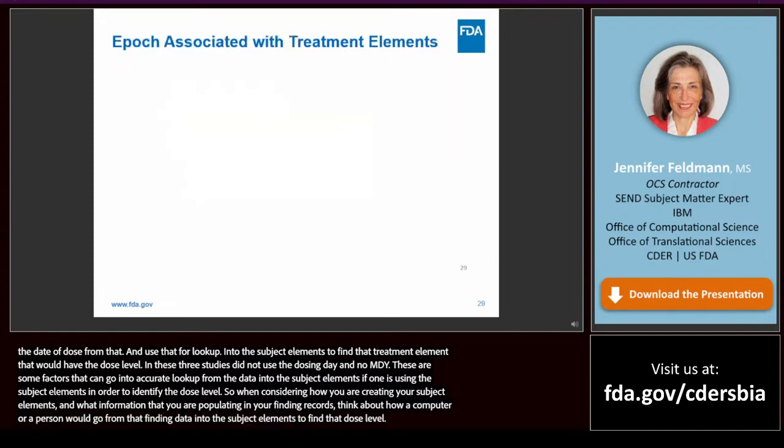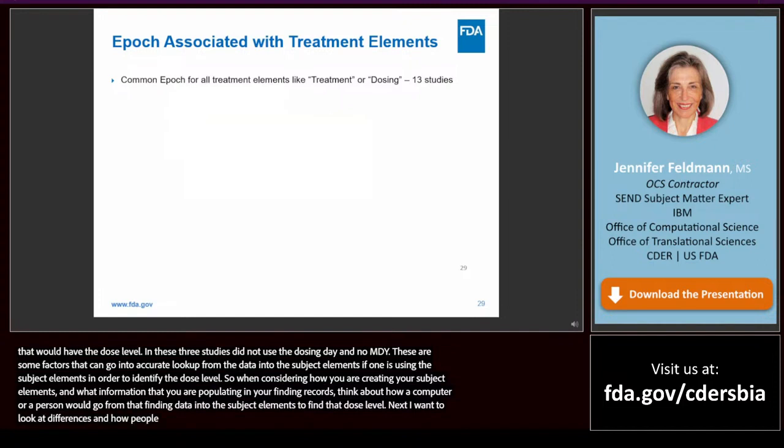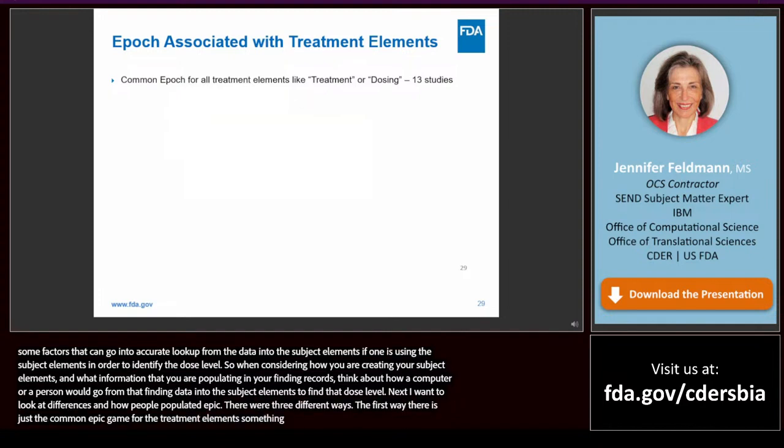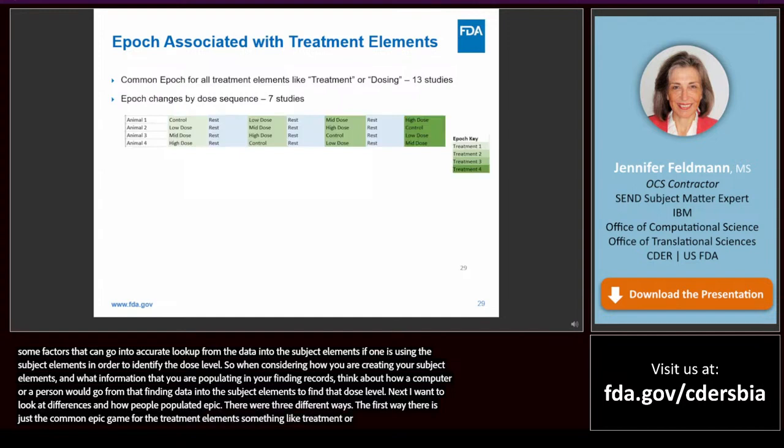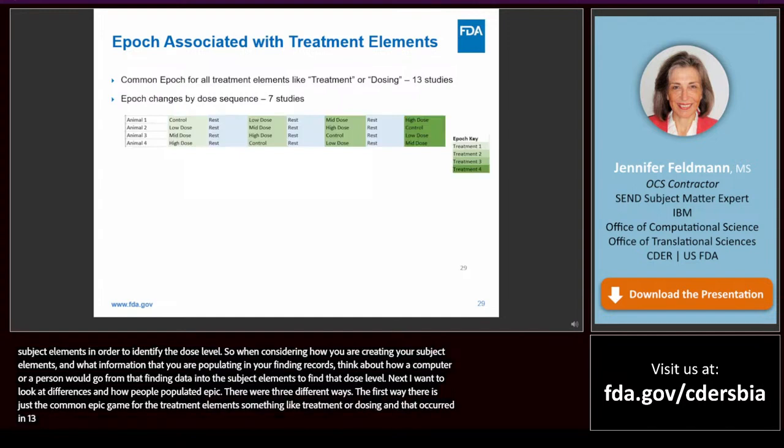Now next I wanted to look at the differences in how people populated epoch. Again, there were 3 different ways. This first way, there was just a common epoch name for the treatment elements, something like treatment or dosing or dose, and that occurred in 13 studies.